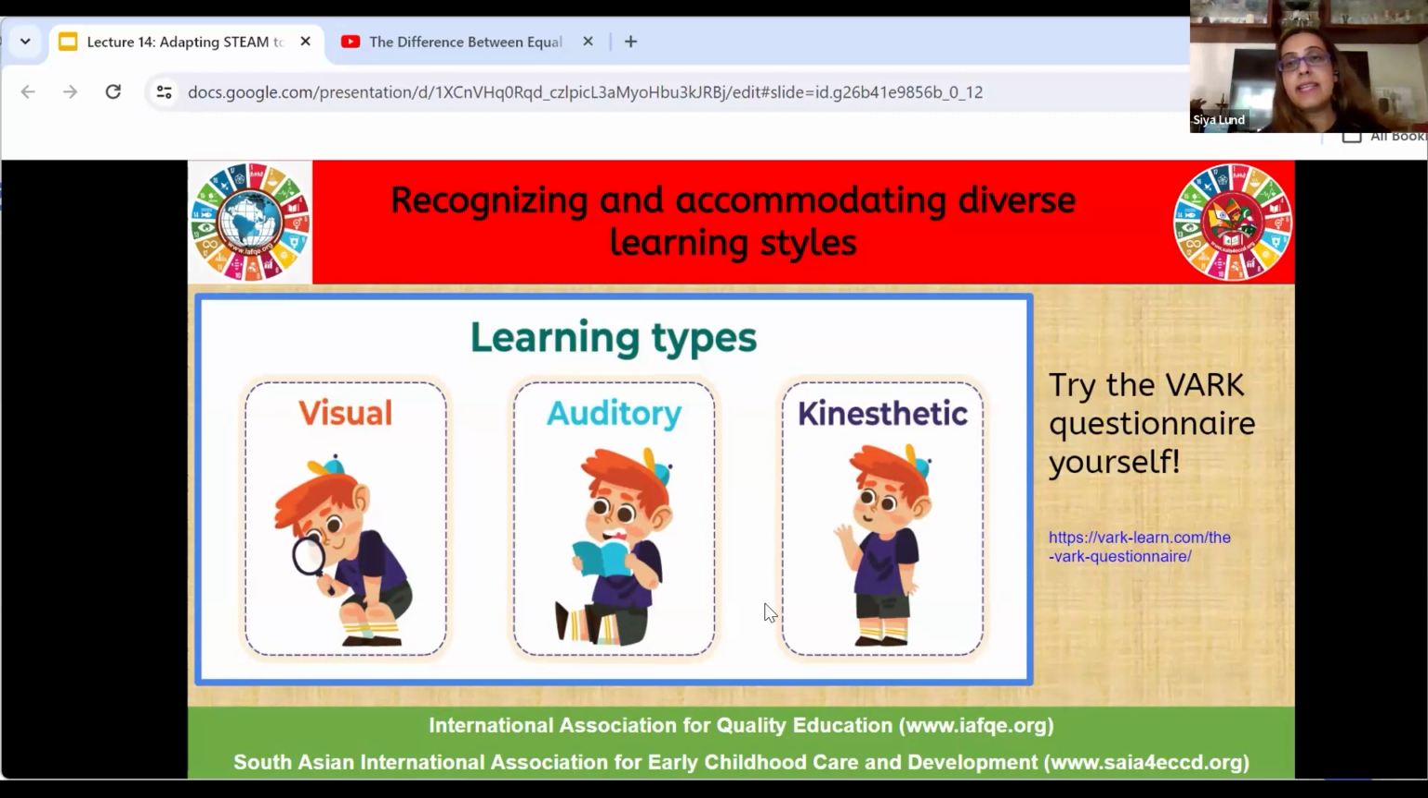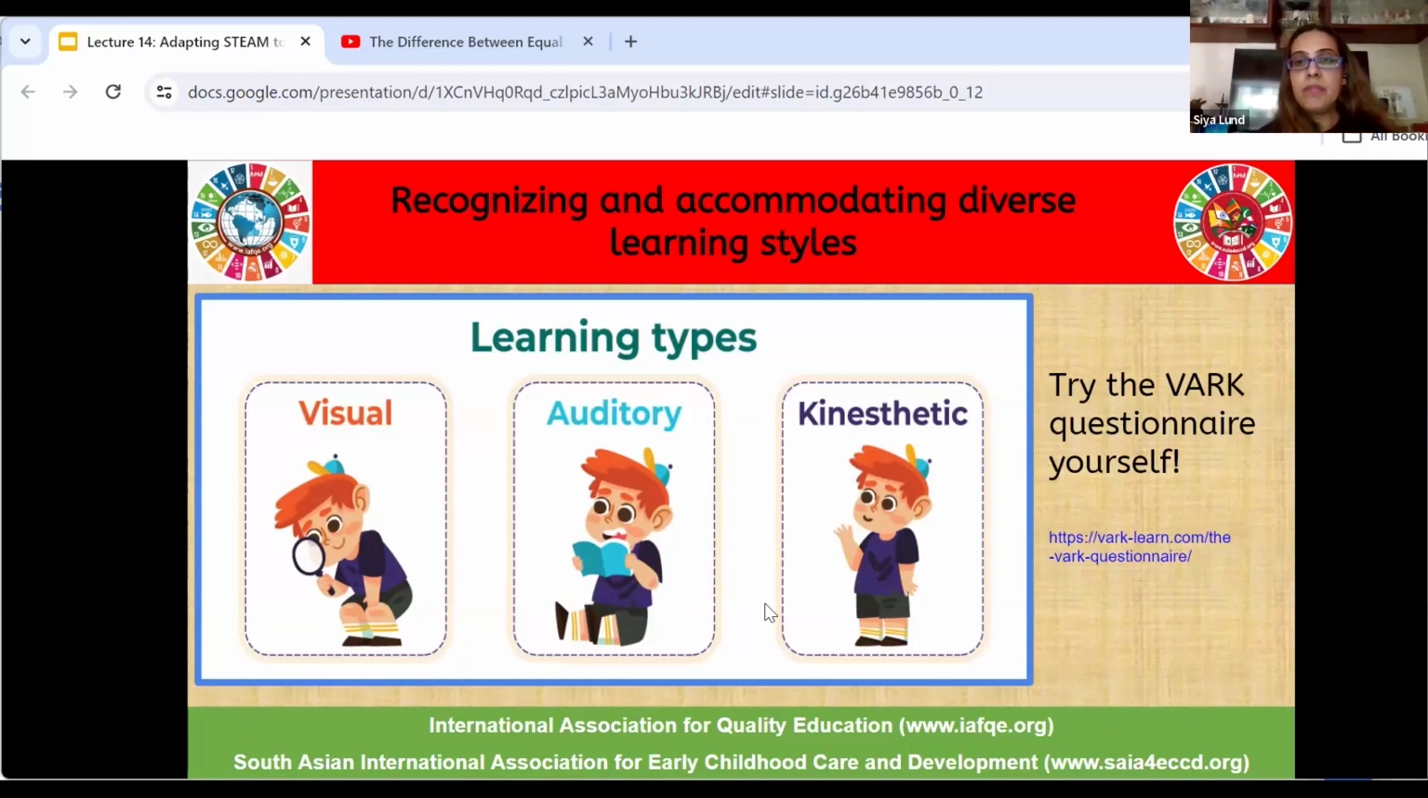And kinesthetic are children who learn most and prefer to learn by doing or hands-on experiences, rather than just sitting and listening to a lecture or watching something. For them, it's movement. It's all about moving.